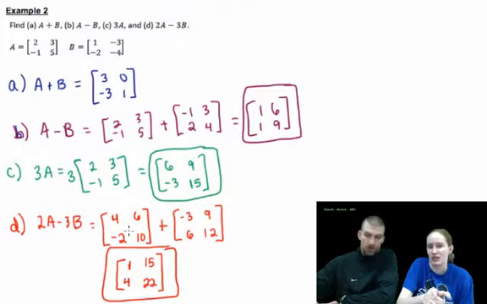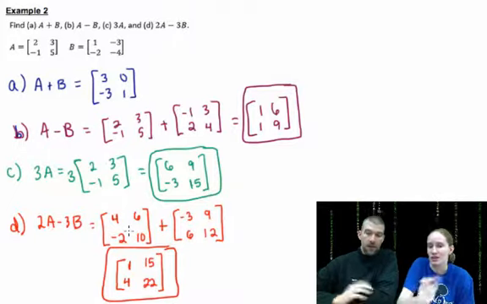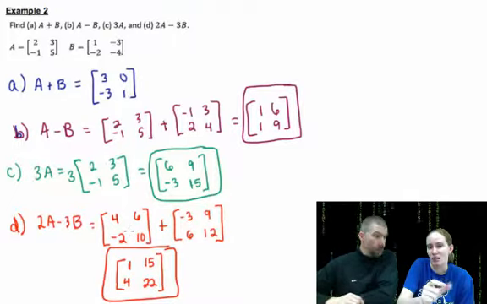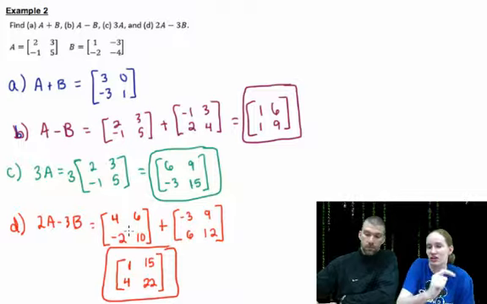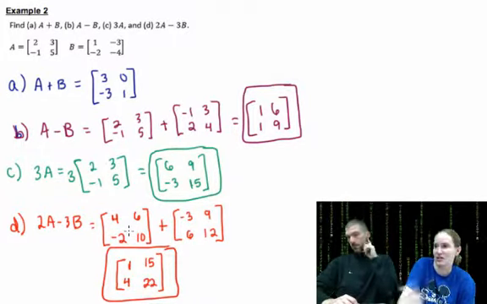Right. So all of these were the same shape the whole time. These were both 2x2 matrices. So they have to go with 2x2 matrices. If you had a 2x2 and a 2x3, you'd have to say, no, sorry, I can't do that. Right. It's not possible. There's not enough things to add together.